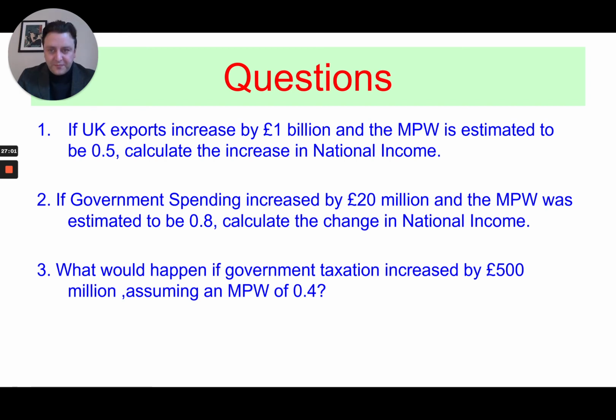Okay, so if the UK exports increase by 1 billion and the marginal propensity to withdraw is 0.5, what's going to be the increase in national income? If the government spending increased by 20 million and the marginal propensity to withdraw was 0.8, what is going to be the change in national income? And what would happen if the government taxation increases by 500 million, assuming that the marginal propensity to withdraw is 0.4? Give that a go.